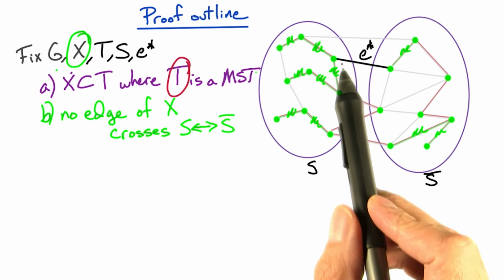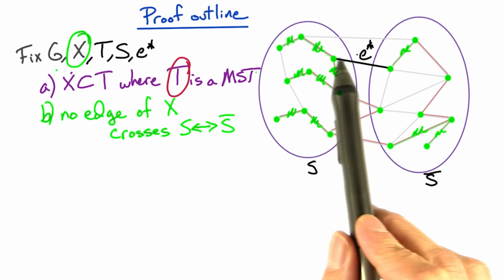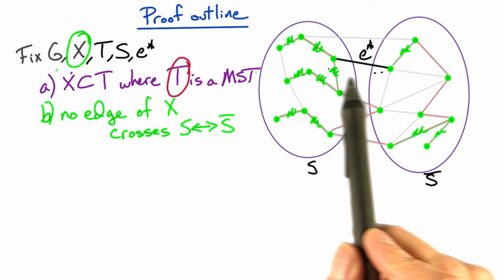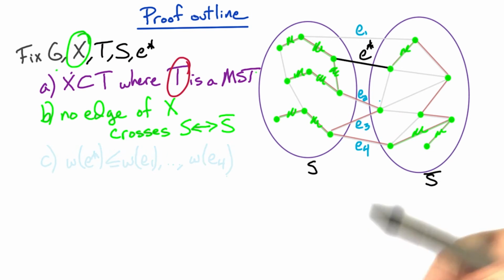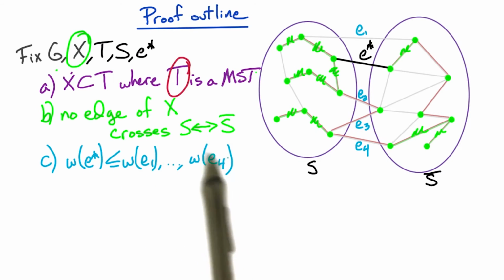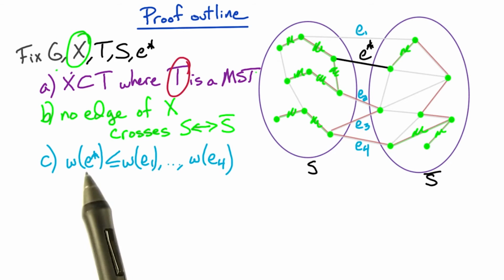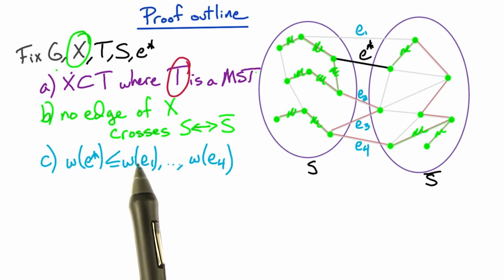Now we're going to take a particular edge, E star, which crosses this cut. Which edge are we allowed to choose? We're allowed to choose any edge of minimum weight across this cut. So there are 4 other edges crossing this cut. And our assumption is that the weight of E star is at most the weight of any of these other edges. Now they may be equal, but no other edge crossing this cut has strictly smaller weight than E star.